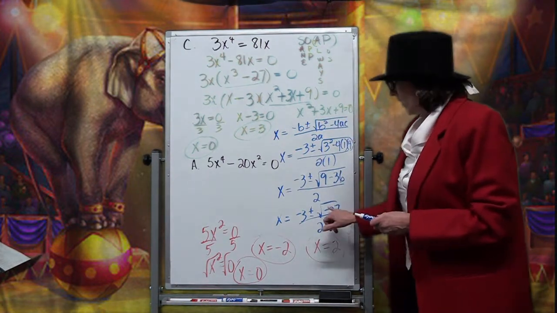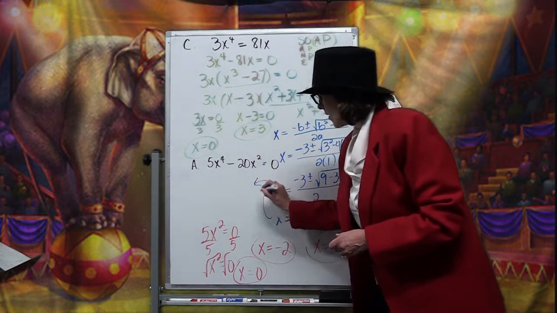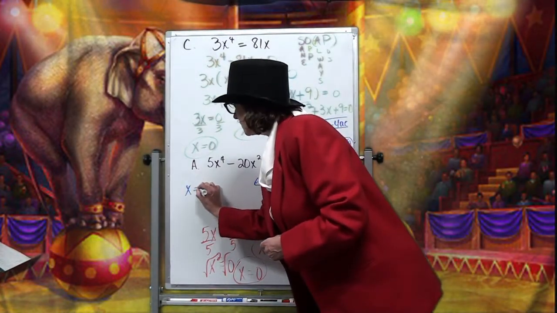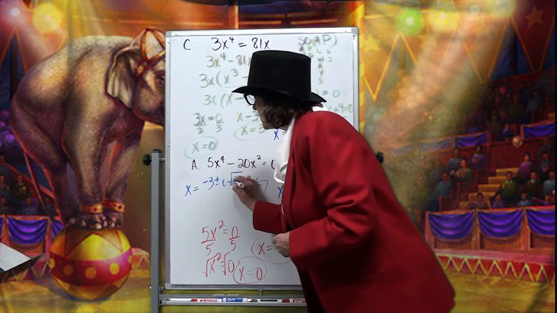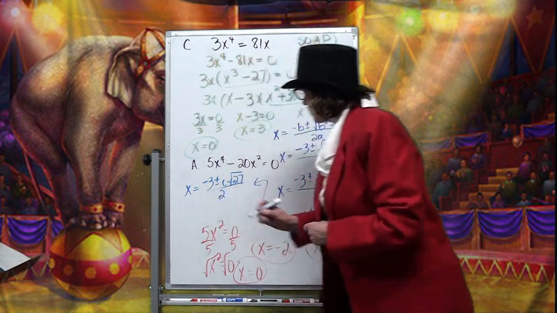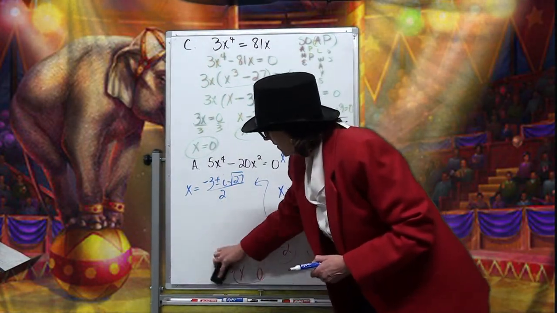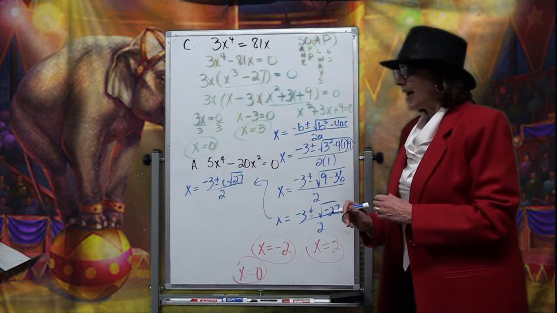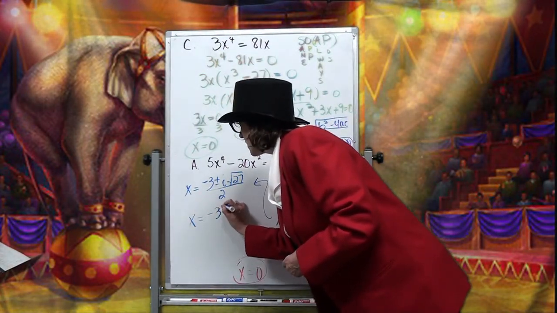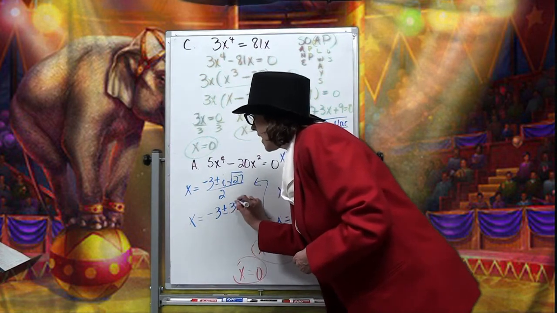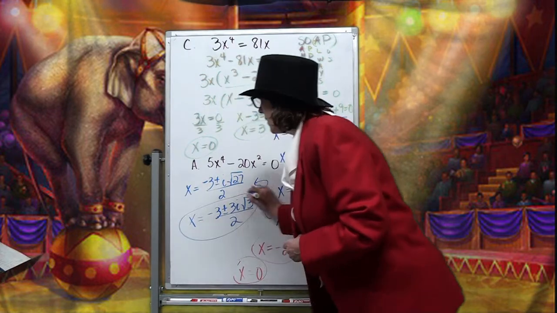Now recall that whenever you have a negative underneath the radical, you need to pull an i out. Negative 3 plus or minus i square root of 27 all over 2. And then recall that square root of 27 means 9 times 3. And the square root of 9 is going to be 3. So that means this is negative 3 plus or minus 3i square root of 3 over 2. Which, yes, is a complex number.